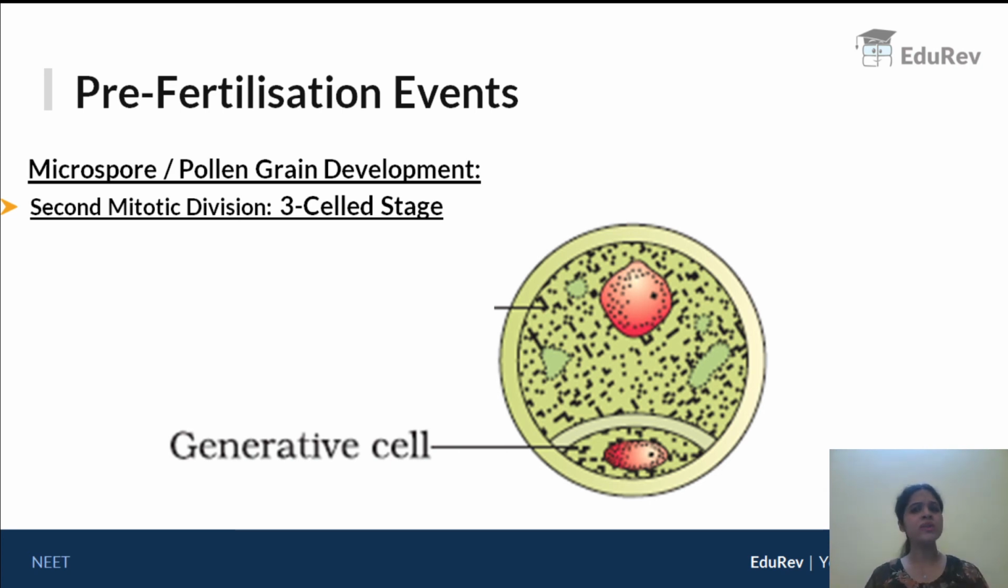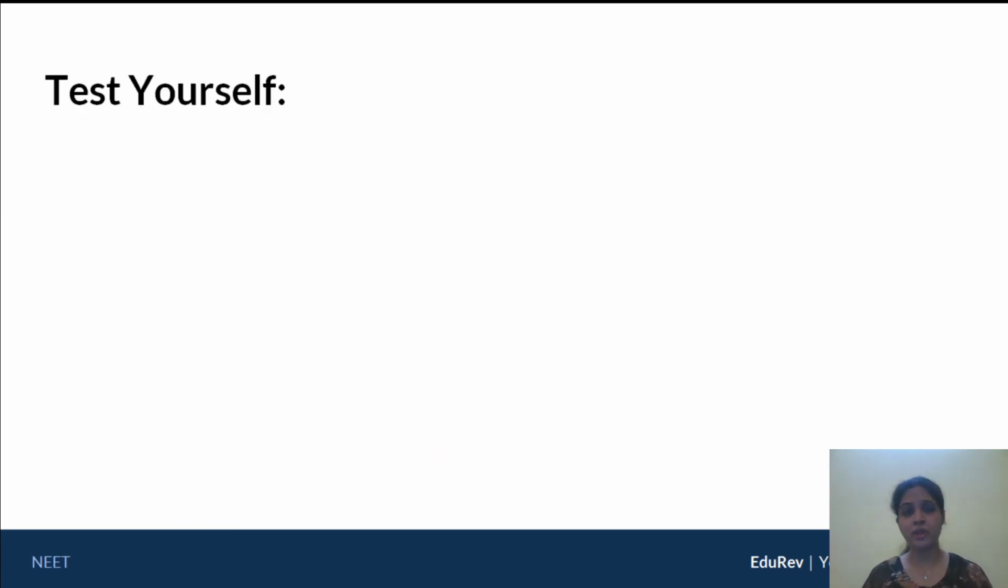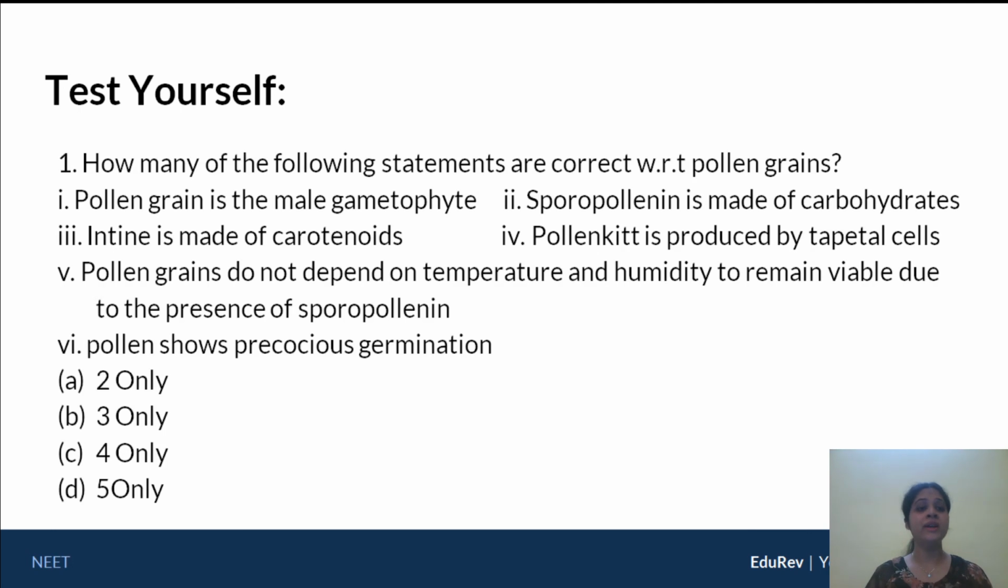Now, what are the two cells that the generative cell gives rise to? So the generative cell gives rise to the two male gametes. So this is what we need to be careful of. The pollen grain is not really the male gamete, but the pollen grain houses the male gamete. Okay, so this is what we must remember: the two-cell stage and the three-cell stage. So let's go into a couple of MCQs to help you out with your NEET exam.